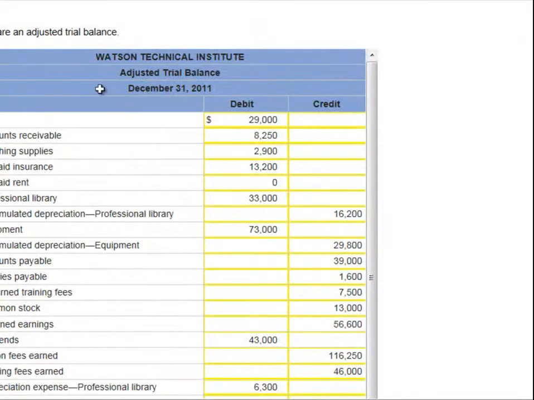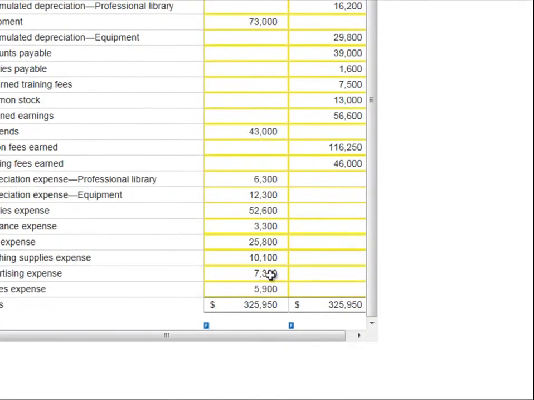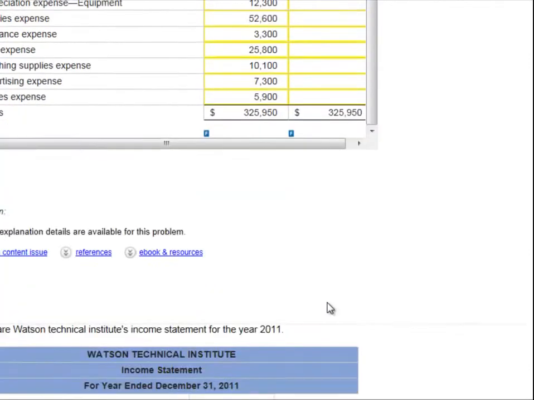And then 3.2, we're preparing an adjusted trial balance, which simply means, notice it gives you the order of everything, all the accounts. You're just pulling that final balance from each of those entries, putting it in the proper column, the proper amount. It foots the totals for you.